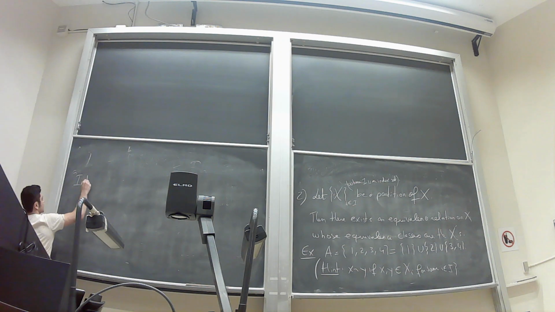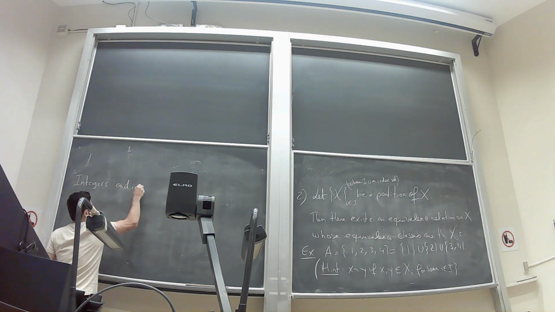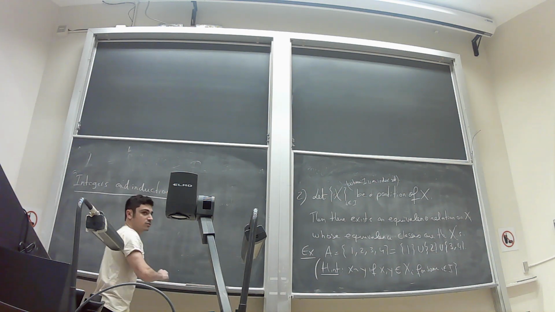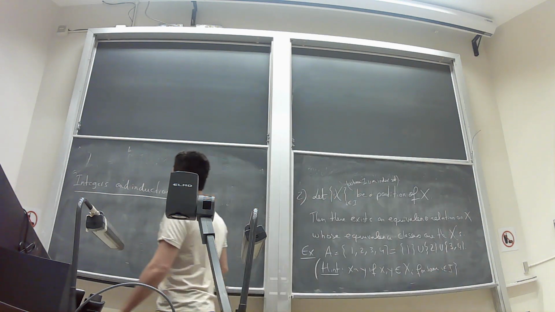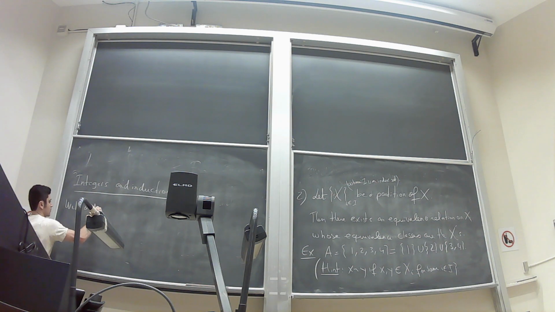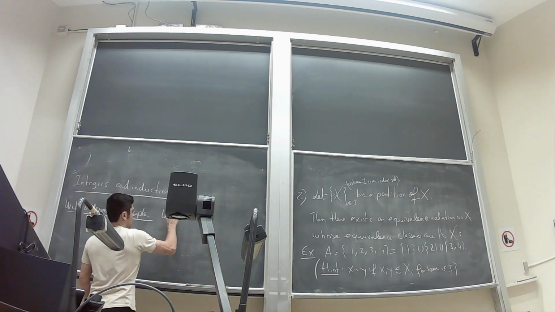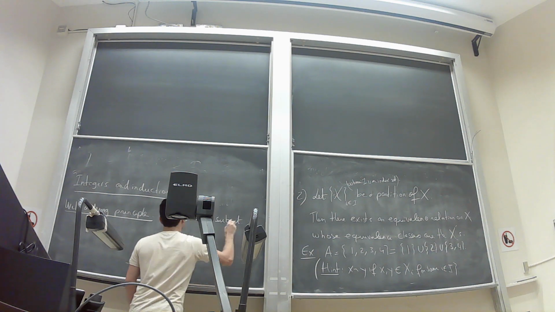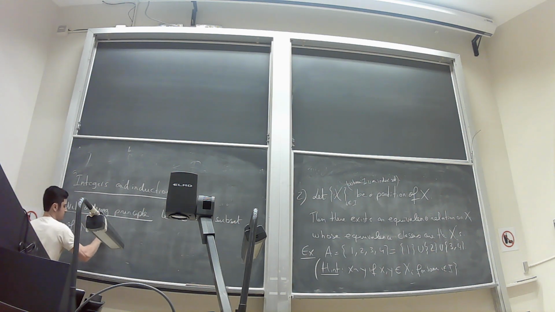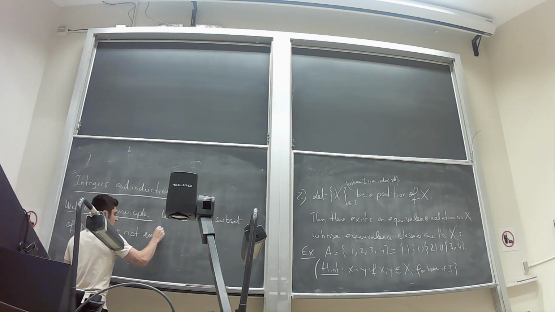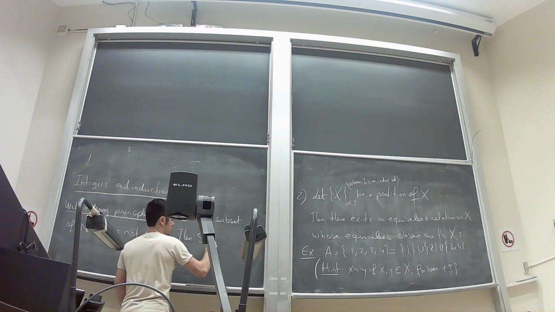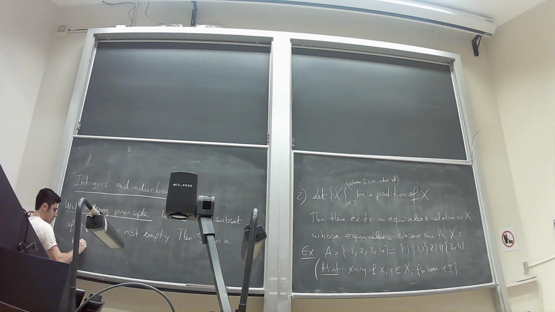Okay, so let's talk about integers and induction. Now there is a principle that we're going to assume, which is called the well-ordering principle. What does it state? Let S be a subset of N that is not empty. Then S has a minimal element. This is an axiom that you will assume. Okay?